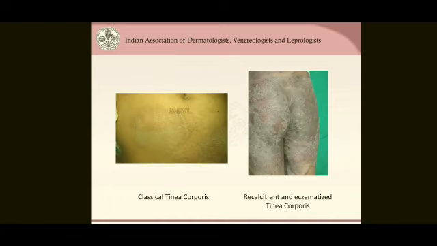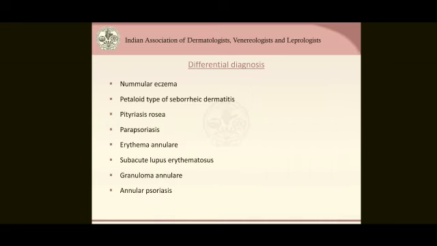This is the clinical picture of Tinea corporis, wherein you can see the annular erythematous patch with scaling at the periphery. The second picture is hyperpigmented patches with eczematization. It's seen in case of recalcitrant Tinea corporis.